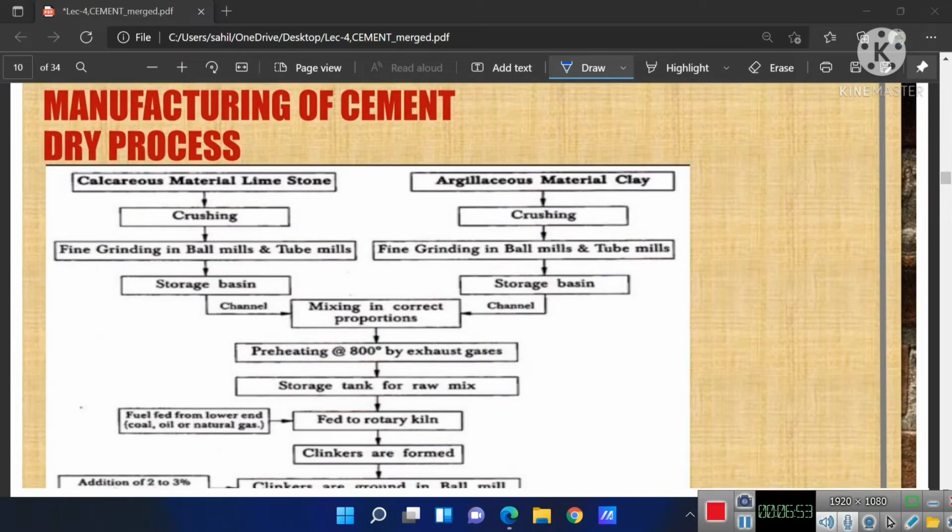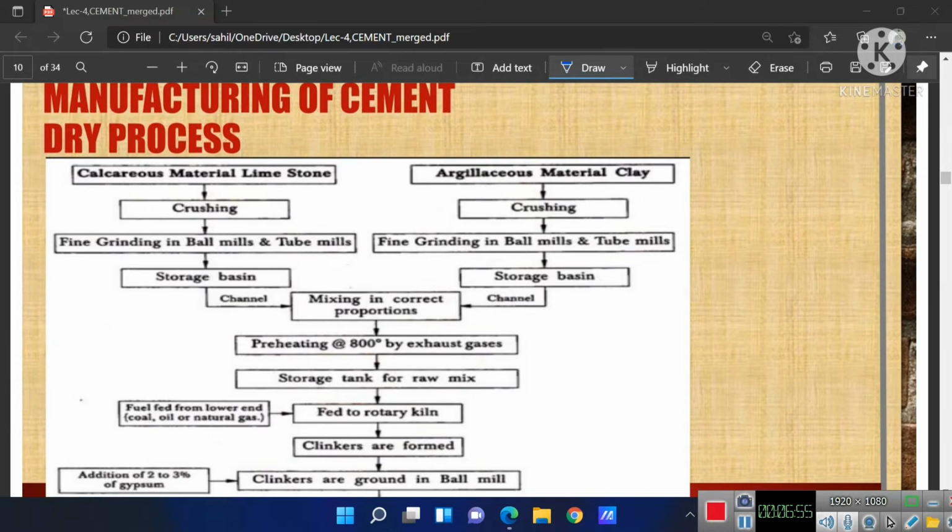Now here is a flow chart which shows the manufacturing of cement via the dry process. In this process there are two types, in one a calcareous material is used and in the other an argillaceous material is used. Basically in calcareous material limestone is used, and in the case of argillaceous material clay is used. First, the calcareous material is crushed and fine grinding is done in ball mills and tube mills. After that it is stored in a basin and delivered through a channel for mixing.